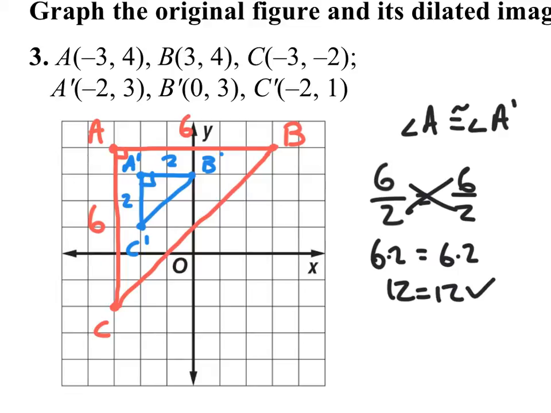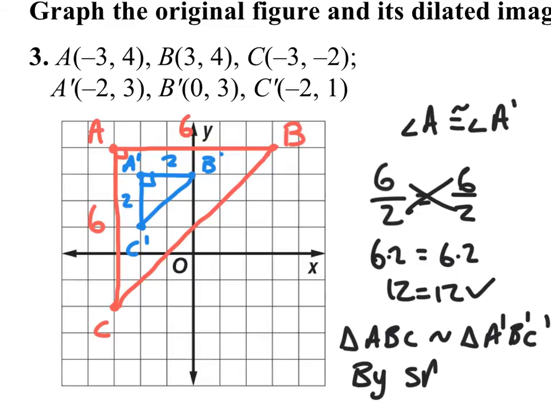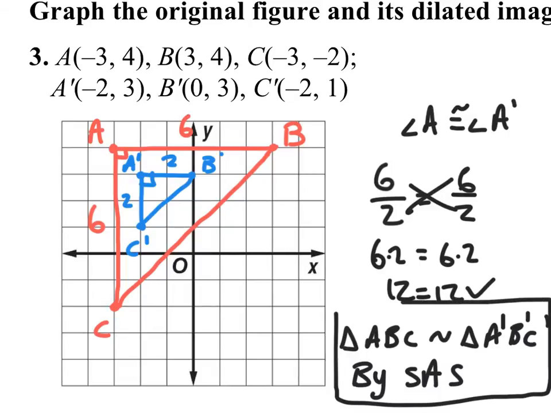And so we know that they're similar, and I'm going to say this. I'm going to say that triangle ABC is similar to triangle A prime, B prime, and C prime by side angle side. Okay, and this is what I'm looking for as far as a similarity statement goes. So, all we did was say that two sides and an included angle. The angles are congruent, but the sides are proportional. And so that's all I need to do.